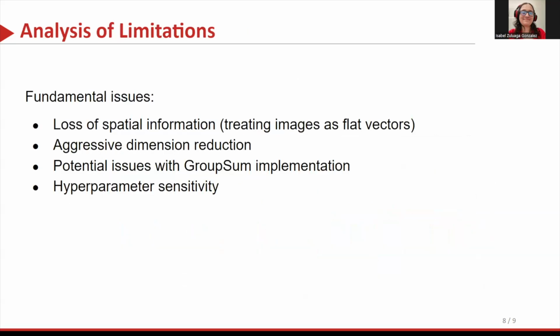As analysis of limitations, I think several factors contribute to this performance limitation. First, the architecture treats images as flat vectors, discarding the spatial relationships that, for example, convolutional networks naturally preserve. Second, I think the aggressive dimension reduction path might be losing too much information. Also, the group sum implementation might not be effectively separating class probabilities. And finally, the hyperparameter configuration seems to be quite sensitive, and as evidence of that, we have the oscillating validation accuracy.